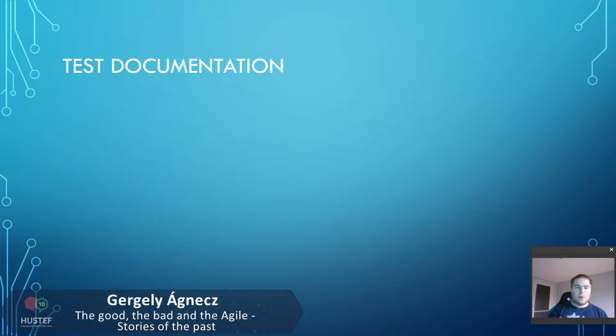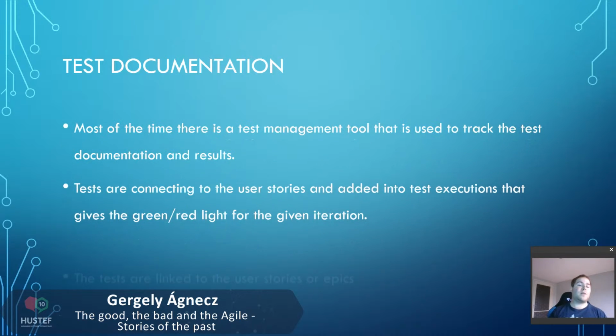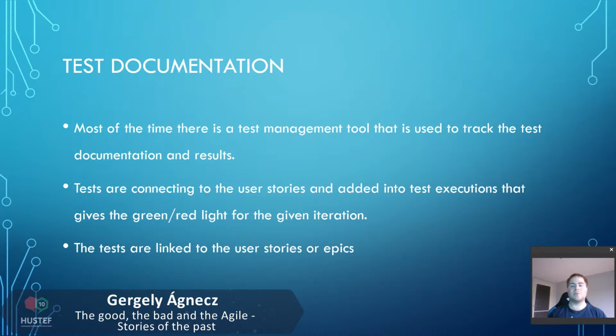Okay, let's see the test documentation because from QA side it's also important. In Agile, most of the time there is a test management tool that is used to track the tests, the test documentation, and the results, of course. The tests are connecting to user stories and are added into test executions that store the red-green light for the given iteration, for the given execution.